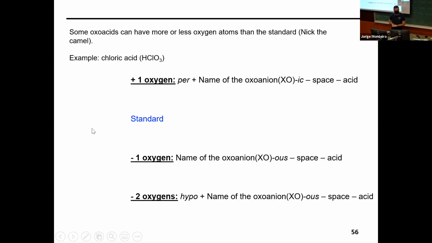Okay, very good. So the camel will give you the standard for oxoacids. However, some oxoacids can have more or fewer oxygen atoms than the standard. For example, chloric acid, HClO3, can add or lose oxygens. And once you add more oxygen atoms or lose some, you have to change your nomenclature to reflect that you are changing the formula.